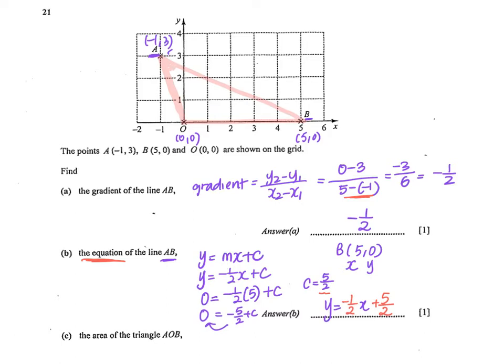So that means I want the area of this triangle. How do you find the area of a triangle? Area of a triangle is given to be half times base times the perpendicular height. What is the base here in this case? So our base here is from 0 to 5, a total of 5 units.